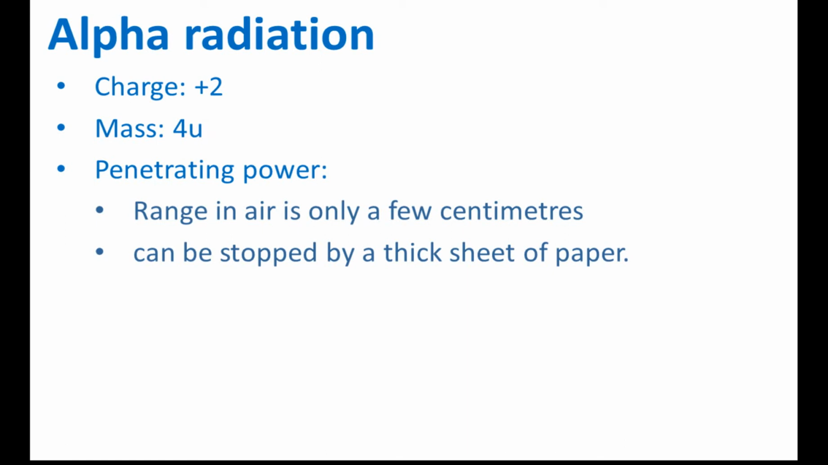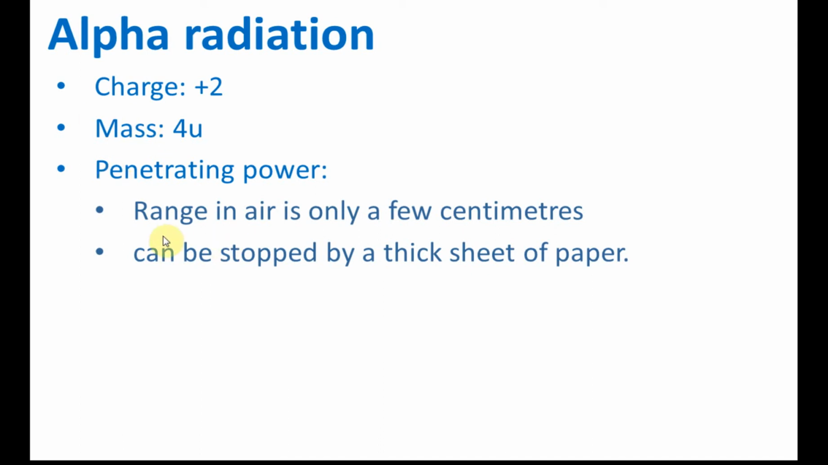The mass of one proton is 1 atomic mass unit, and so is the mass of one neutron. So the mass of alpha radiation is 4 times the mass of a proton, or 4 times the mass of a neutron. You don't need to really remember the mass, but you need to remember the comparison of the mass: which one has the greatest mass, which one has the lowest mass, and which one has no mass.